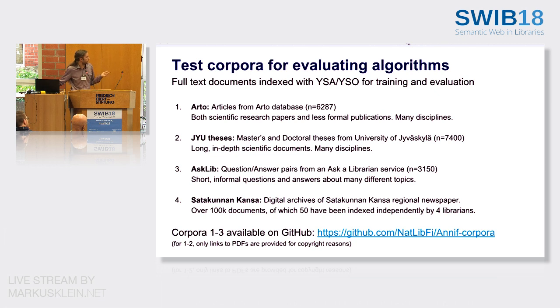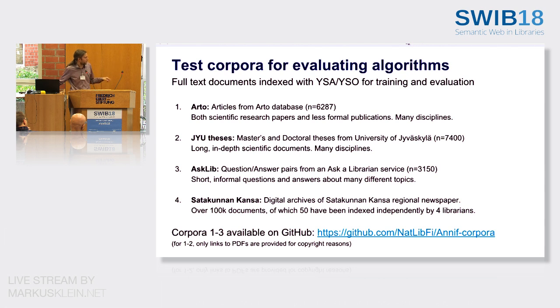Then we have questions from the Ask a Librarian service, which has been running for many years at public libraries. So they are questions that come in from people, and then librarians answer them. And then they have also been indexed with subjects. And finally, we have the digital archives of a regional newspaper called Satakunnan Kansa. There are over 100,000 documents, but they were not indexed. But we took a random sample of 50 documents and gave it to 4 librarians, and each of them would index them separately. This way we could also compare between 2 humans.